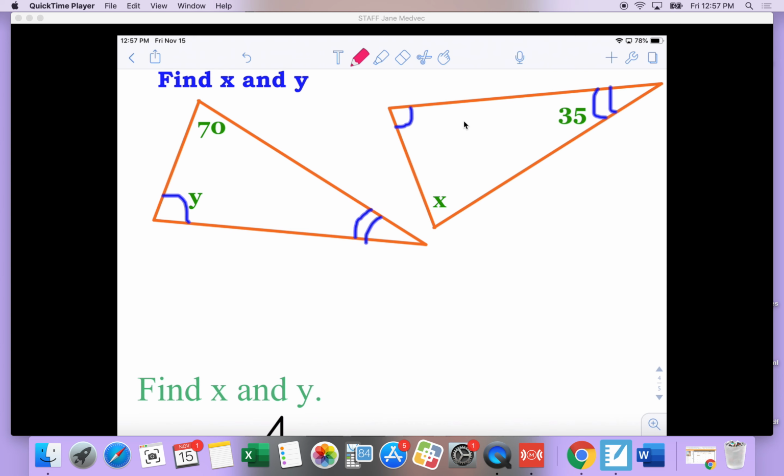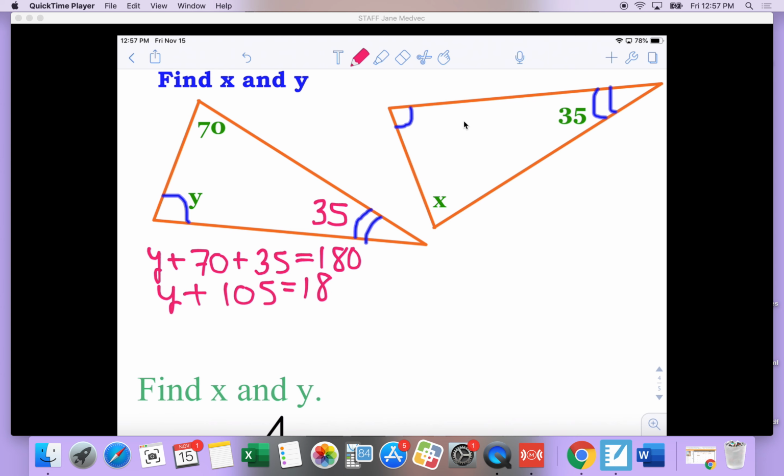Oh, okay. So because this is 35, this is 35. That is correct. And then, yep, you're right. We're going to go y plus 70 plus 35 equals 180. And that's the triangle sum property that we did the other day. Y plus, I got 105 equals 180. So y gives me 95 degrees. Okay, so that is 95 degrees.